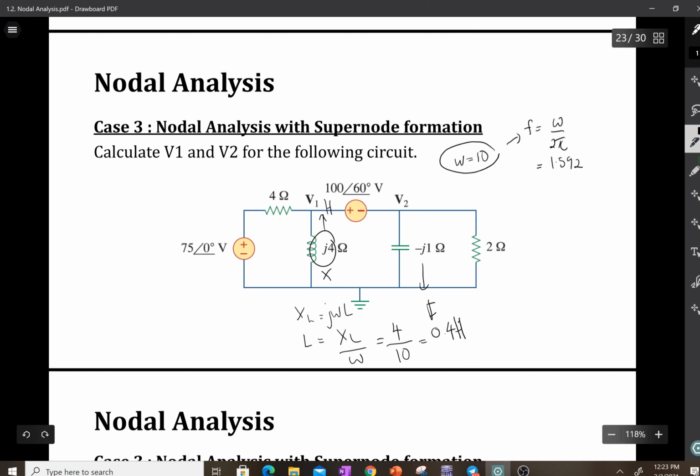Henry, yes. Okay. And then next for XC, capacitive reactance. So the formula to calculate capacitive reactance is 1 over omega C. So now we want to calculate what is C. So C is 1 divided by omega XC. So our omega is 10 and XC given is 1. So this is 0.1 Farad. Okay.